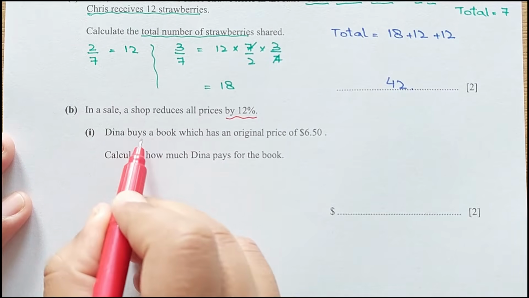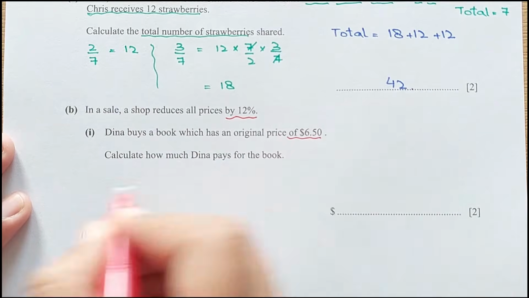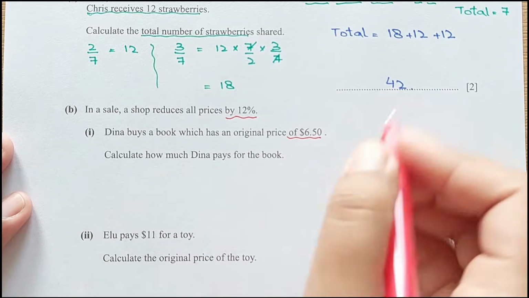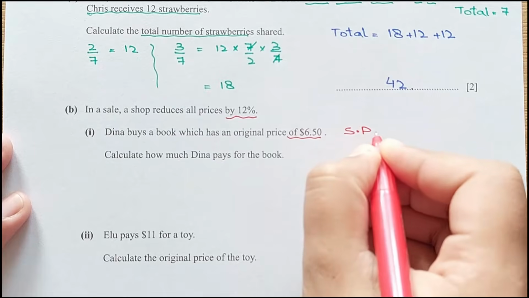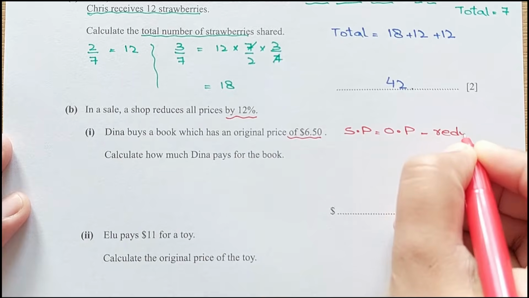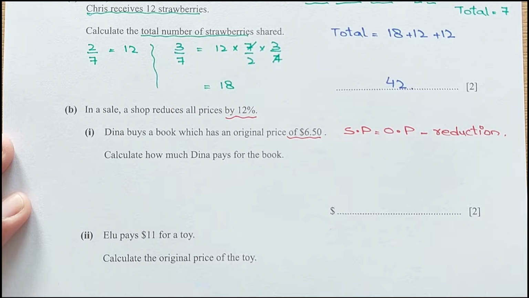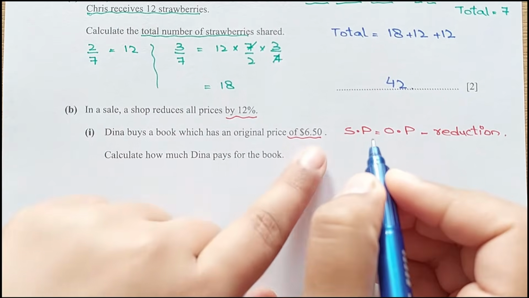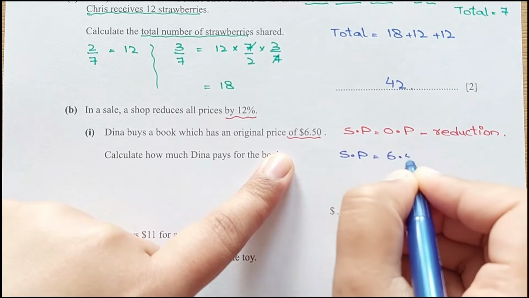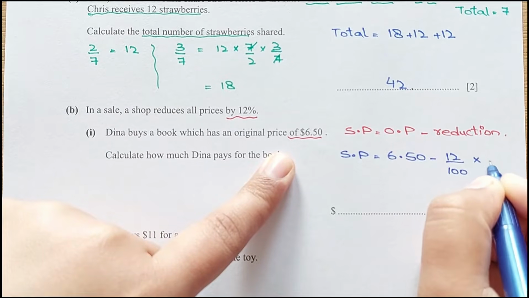Now part 1, Dina buys a book which has an original price of $6.50. Calculate how much Dina pays for the book. So we have the original price and we need to find the sale price. The formula for sale price is original price subtract the reduction. So the reduction is 12% of the original price, right? We have to find the sale price. The original price is 6.50, and the reduction is 12% of 6.50.